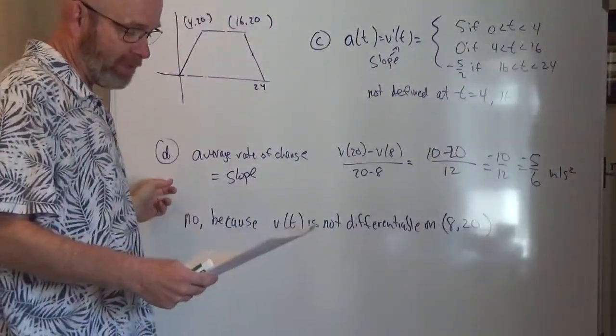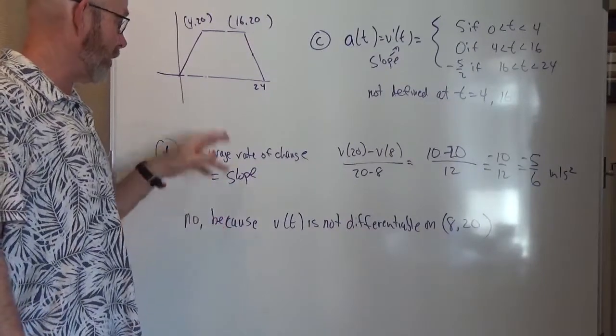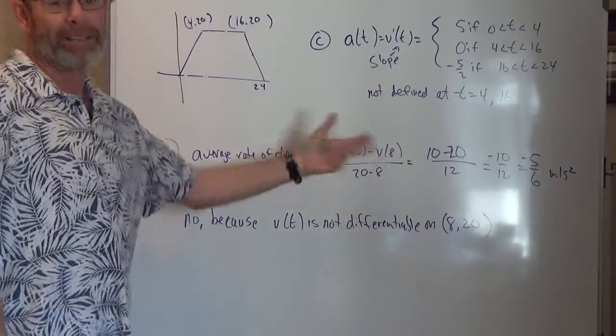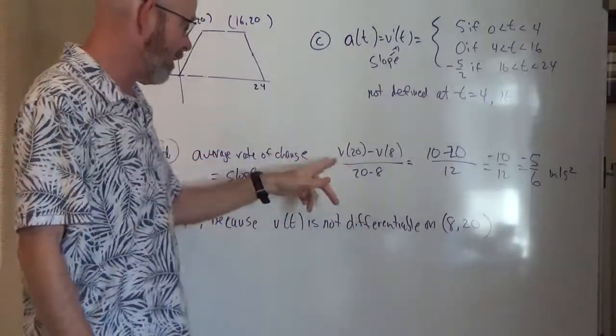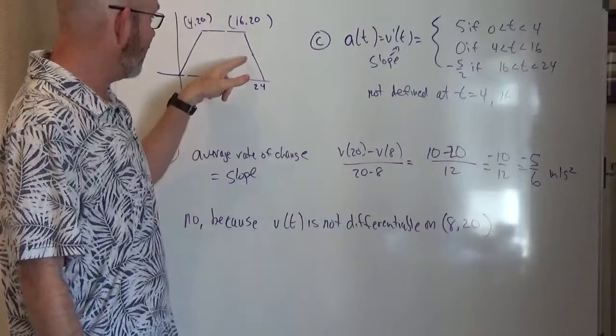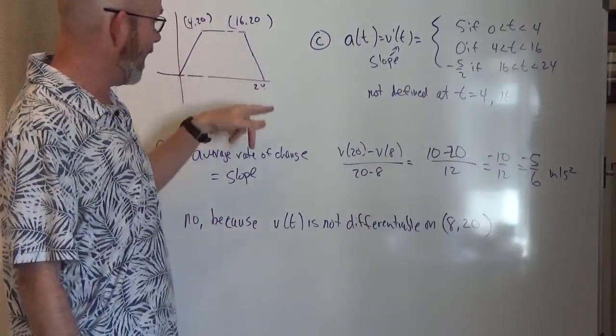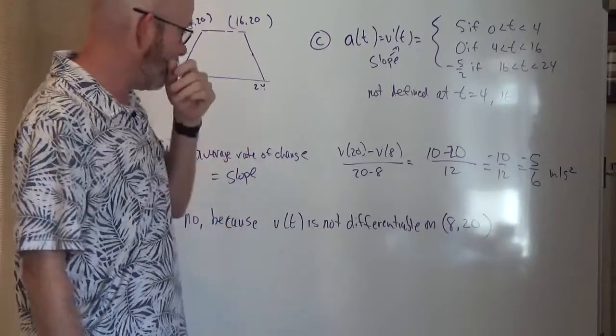Last question was to find the average rate of change. Average rate of change is just slope. So average rate of change of the velocity is just the slope. It was from 8 to 20. So it's just the velocity at 20 minus the velocity at 8, over 20 minus 8. The velocity at time 20, that's right in there, so I need that point, but it's just the midpoint of that. Pretty easy to find.